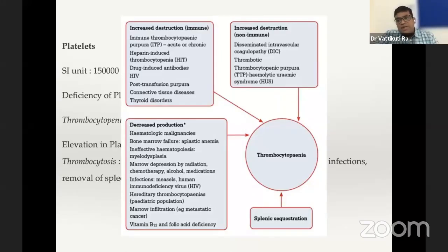And if you look at the increased destruction of the platelets, if it is immune-mediated destruction, the most common we see is ITP or heparin-induced thrombocytopenia, with the increased use of heparin in the ICUs, especially cardiac and cardiothoracic ICUs. We see HIT, which is a specific entity, and post-transfusion purpura or connective tissue disorders also do cause secondary ITPs. And non-immune mediated destruction, especially patients who are in DIC, where it is a consumption coagulopathy, where the platelets are consumed. And thrombotic purpuras like TTP, HUS can also present with thrombocytopenia.